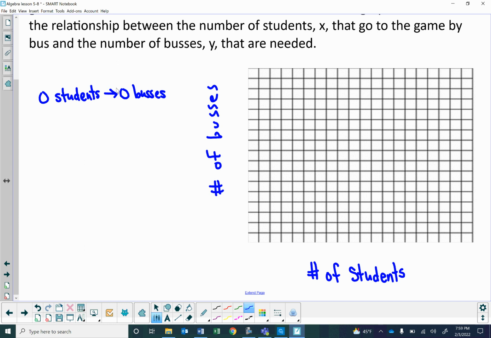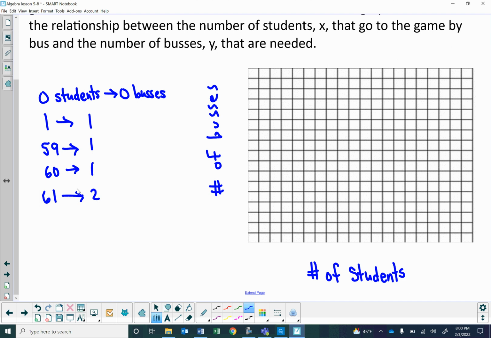We increase by 1 bus every time we hit over 60 students. So on the 61st student, we would need 2 buses. If we have 1 student, we would need 1 bus. If we had 59 students, we still need 1 bus. Once we get to 60 students, we still only need 1 bus, but as soon as we get to 61 students, now we need 2 buses. Does that make sense? Every 60 students, we need an additional bus.